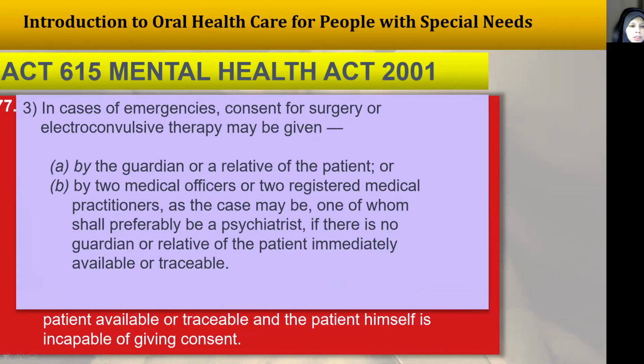In cases of emergency, we need to refer to the guardian to give consent, for example if the patient is unconscious. But if you cannot trace the guardian, or they live so far away, or the patient is in another hospital, then two medical officers or two registered medical practitioners, one of whom shall preferably be a psychiatrist, can consent for the patients. If there is no psychiatrist, then the two medical officers can consent for the patients.